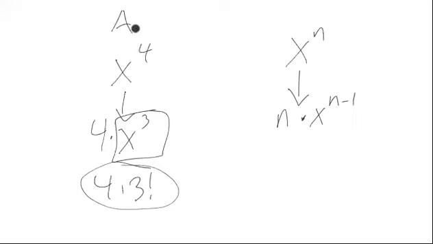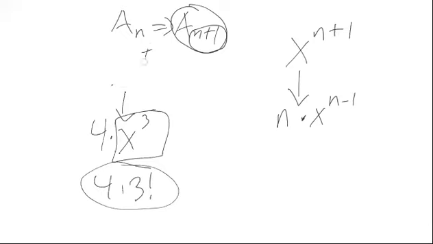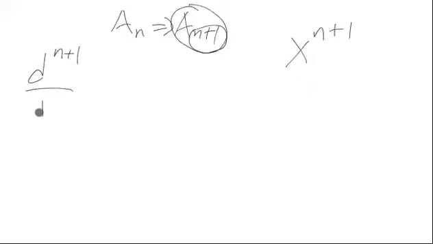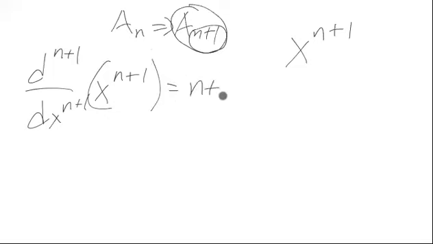Well, if we're trying to show A sub n implies A sub n plus 1, and this statement is a statement of the n plus first derivative, maybe we should start with x to the n plus 1. Let's write out what A sub n plus 1 is. A sub n plus 1 is a statement that we're trying to show where n is replaced with n plus 1. So this is the statement that the n plus first derivative of x to the n plus 1 is equal to n plus 1 factorial.